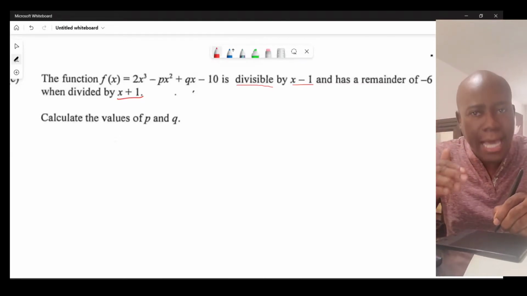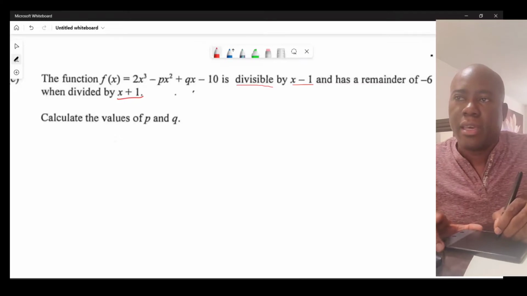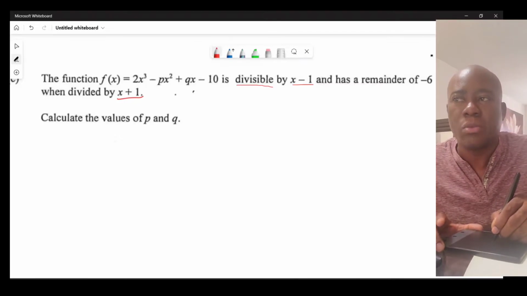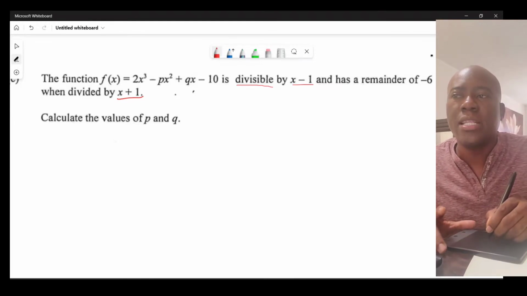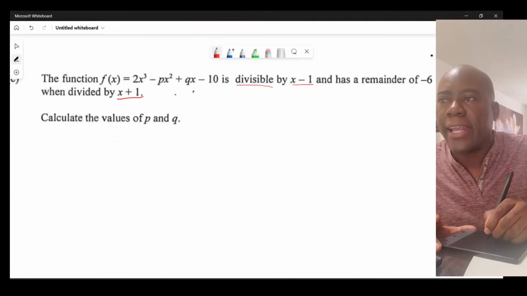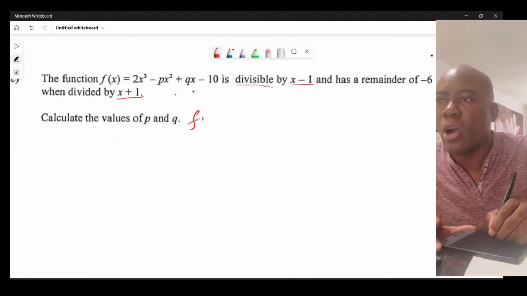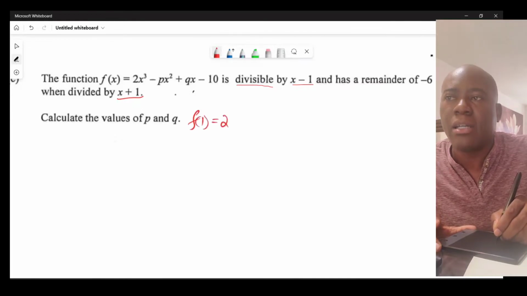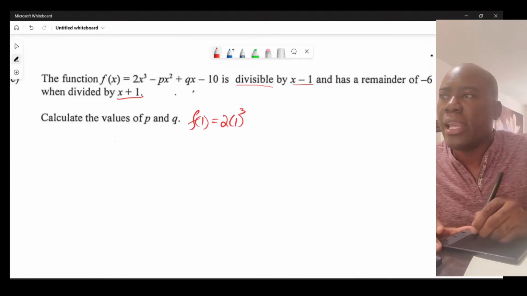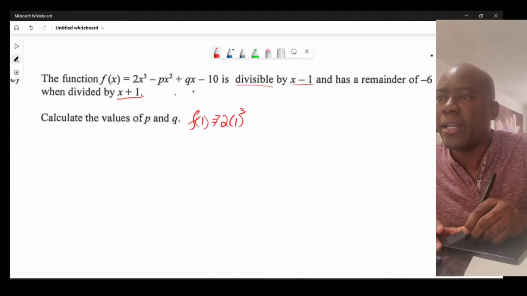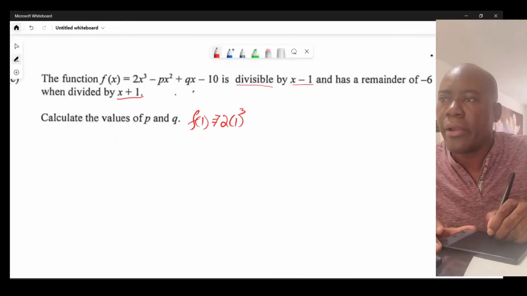We're embarking on this idea that if x minus 1 is divisible into this function, then the remainder is 0, which means that if we find f of positive 1, since this is a factor, then f of positive 1 should reflect the concept. So f of positive 1 is what I'm embarking on. Let me write this a little better.